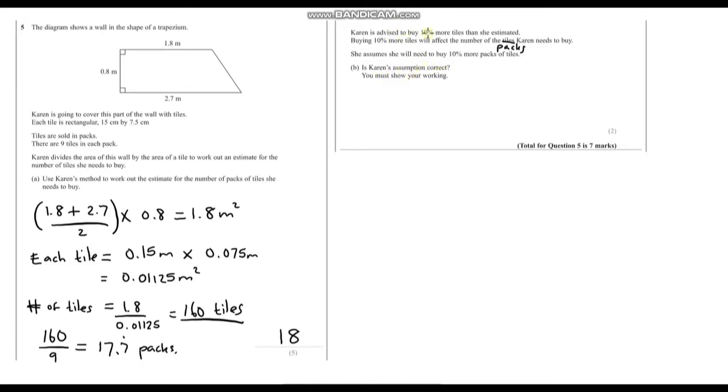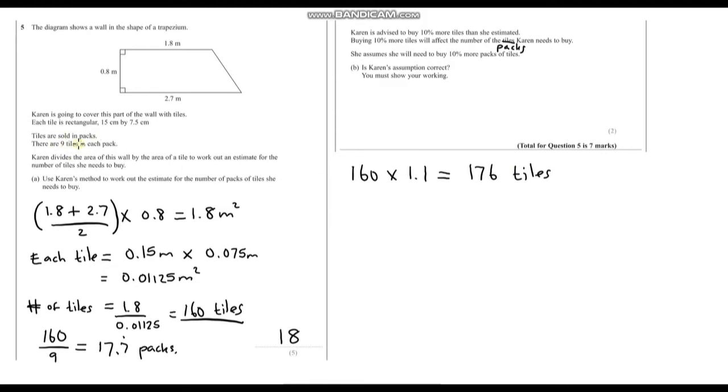So she's advised to buy 10% more tiles than she estimated. Well, she estimated 160 tiles. So to work out 10% extra from 160, we can just do 160 times 1.1. Oh well, I know that 10% is 16, so add 16 onto 160, that gives us 176. So 176 tiles. Now, does that affect the number of packs that Karen needs to buy?